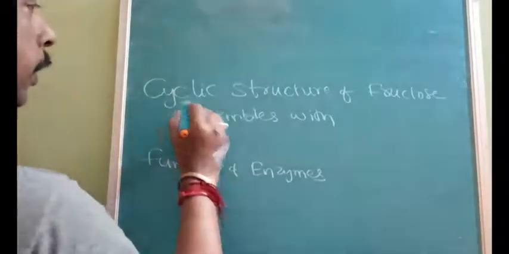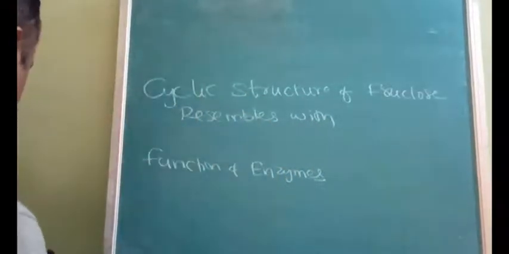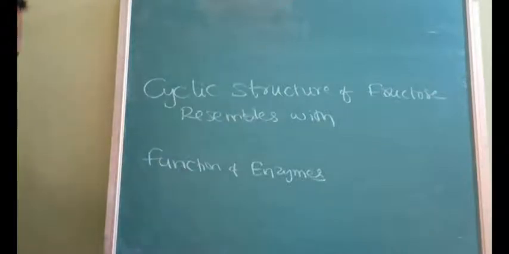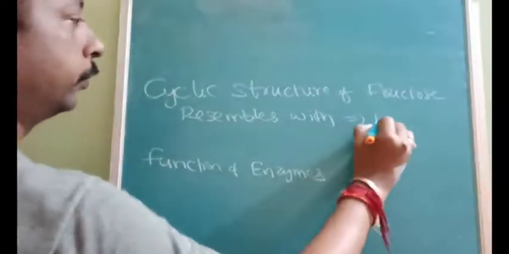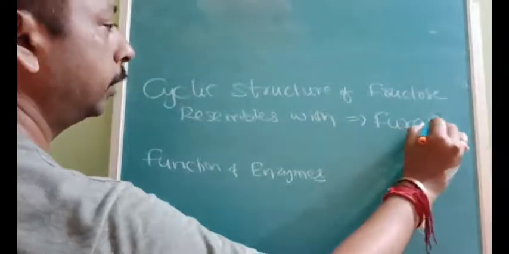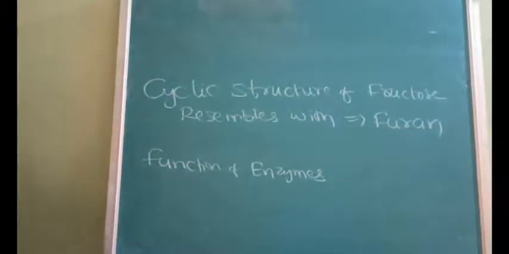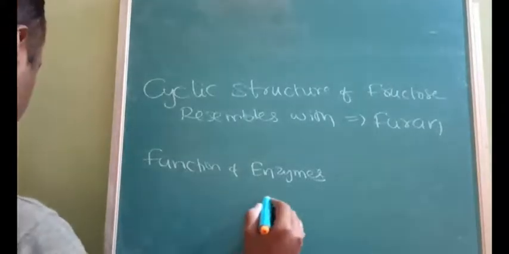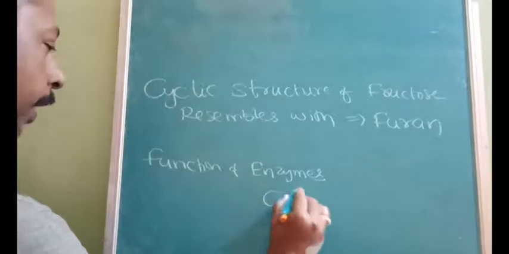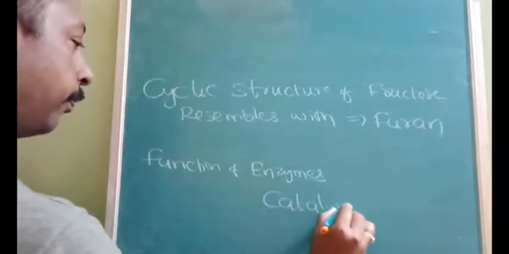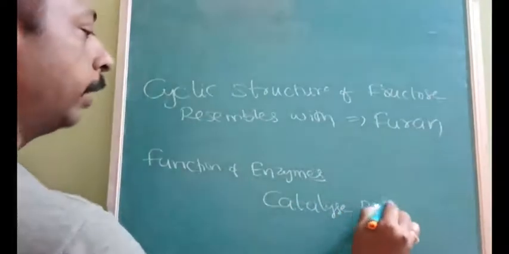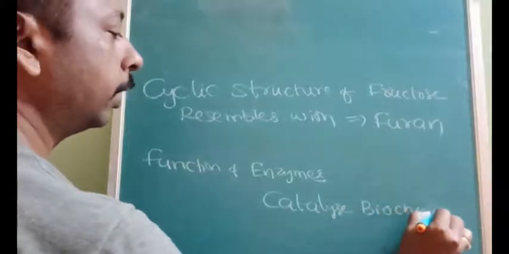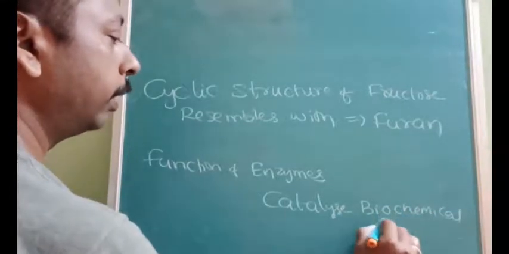Okay, next question: the cyclic structure of fructose resembles which one? I am giving the answer directly. The answer is furan. Okay, next, the function of enzymes in living systems. Very easy question: to catalyze biochemical reactions.